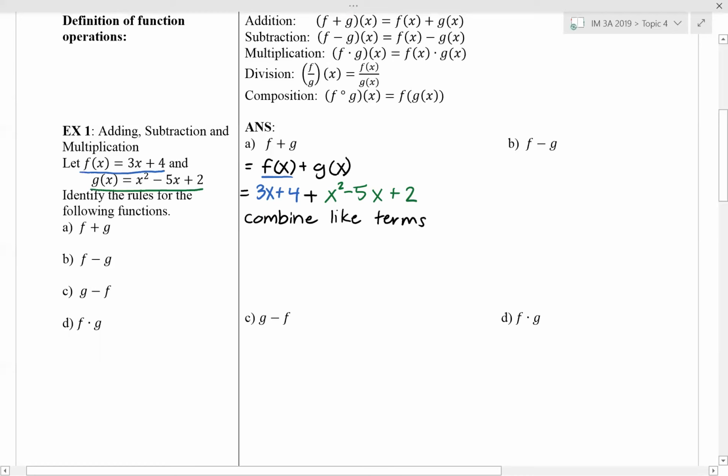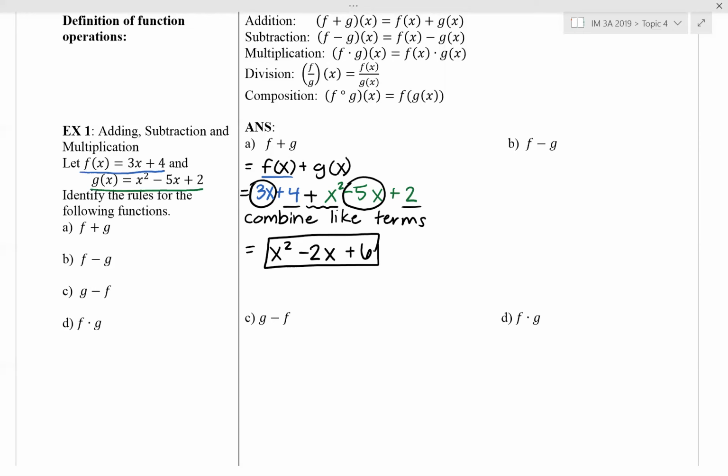Looking at this, I have a single x squared, so my answer starts with x squared. Then I have 3x minus 5x, so minus 2x if I combine those. And finally, 4 plus 2 is 6. So the sum of f and g, or f plus g, is x squared minus 2x plus 6.